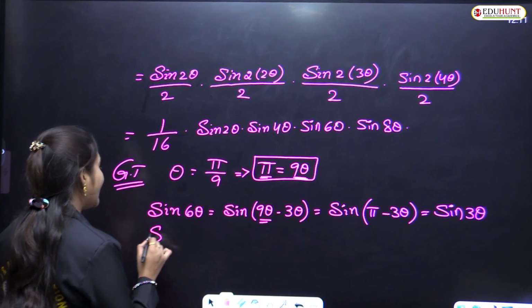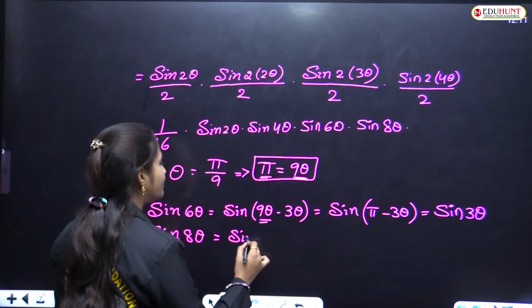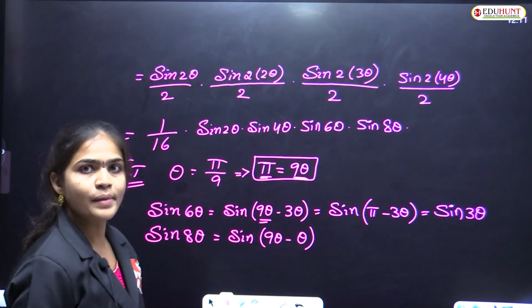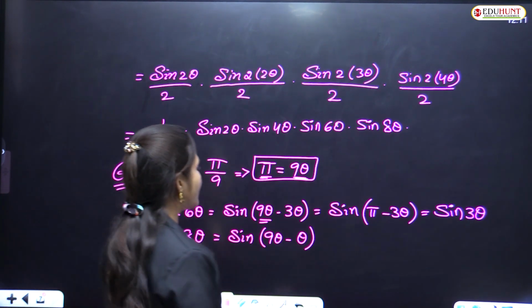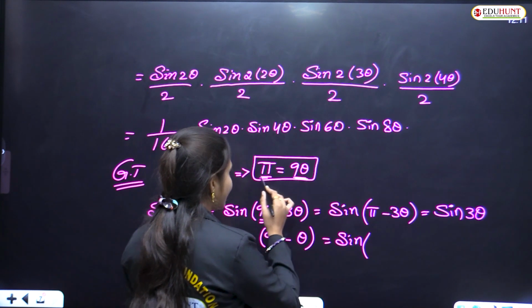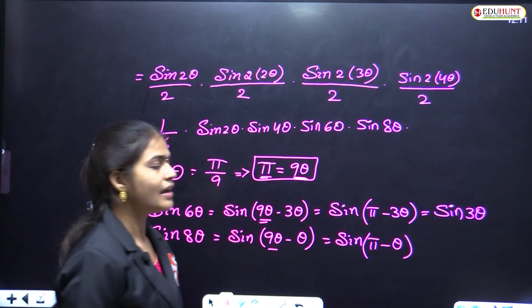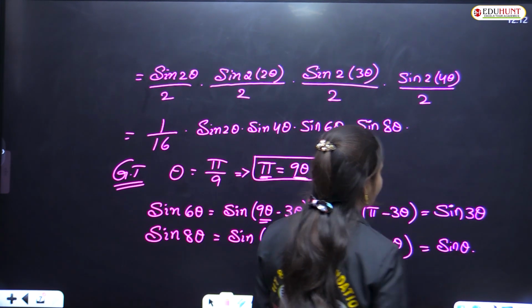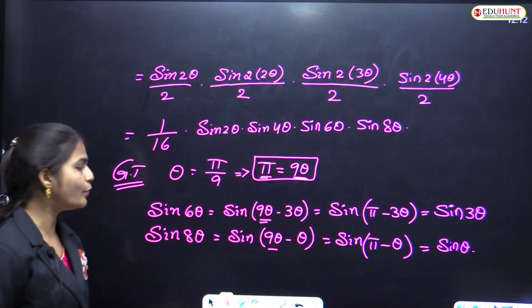Next, sine 8 theta I want to change. So here sine of 9 theta minus theta. 9 theta minus theta, so again 9 minus 1 is equal to 8 only, no? So that's why this is equal to sine 9 theta, again that is pi. So pi minus theta, so 180 minus theta, again sine theta. Positive only, no? First and second quadrant. So in the second quadrant sine is positive. So that's why these two are also positive.